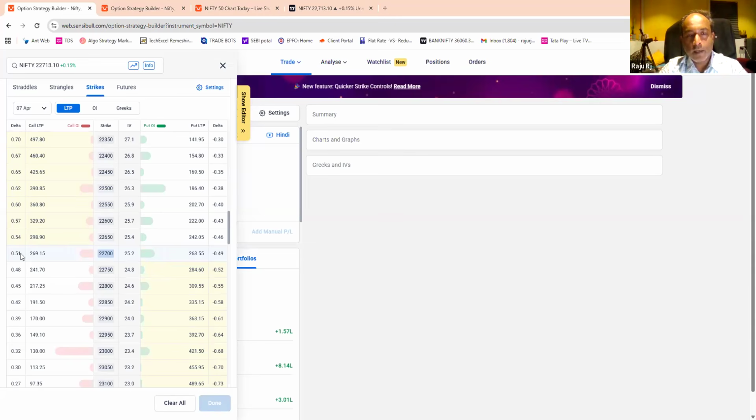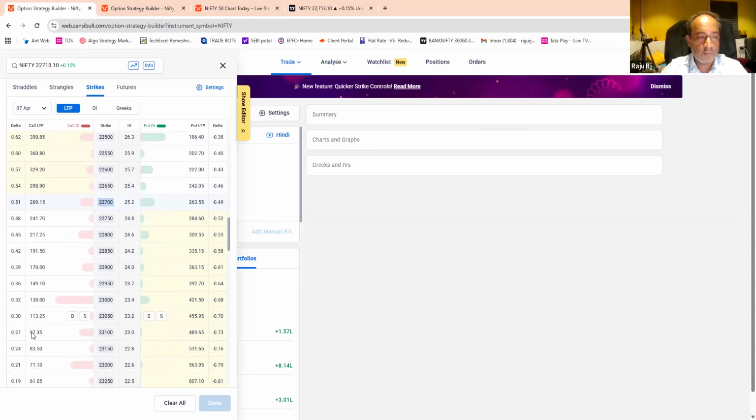A delta of 1 means the option price will move in lockstep with the underlying asset, while a delta of 0 means the option price will not move at all with the underlying asset. So this option will move for every 100 rupees. This 260 rupees option will move by 50 rupees. This will move by 48 rupees. This will move by 45, 42 rupees.